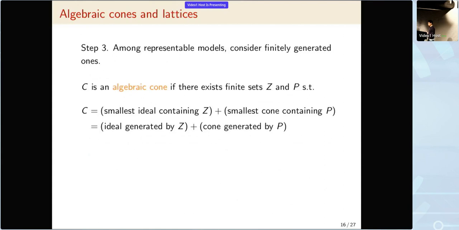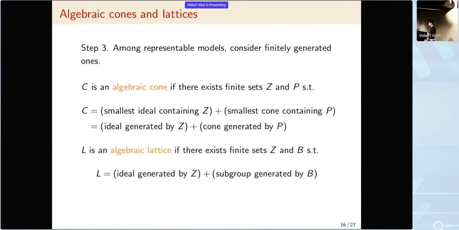The plus over here just means that any element in C can be returned as an F plus G, where F comes from the first part and G comes from the second part. Likewise, we define L to be an algebraic lattice if there exist finite sets Z and D, such that L is equal to the ideal generated by Z plus the subgroup generated by D. And we will call the pair CL algebraic if the two Z's happen to be the same.